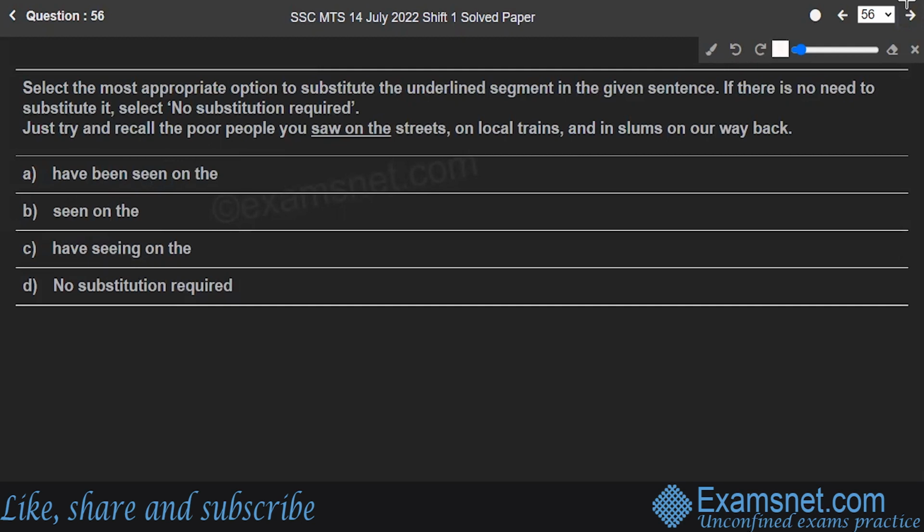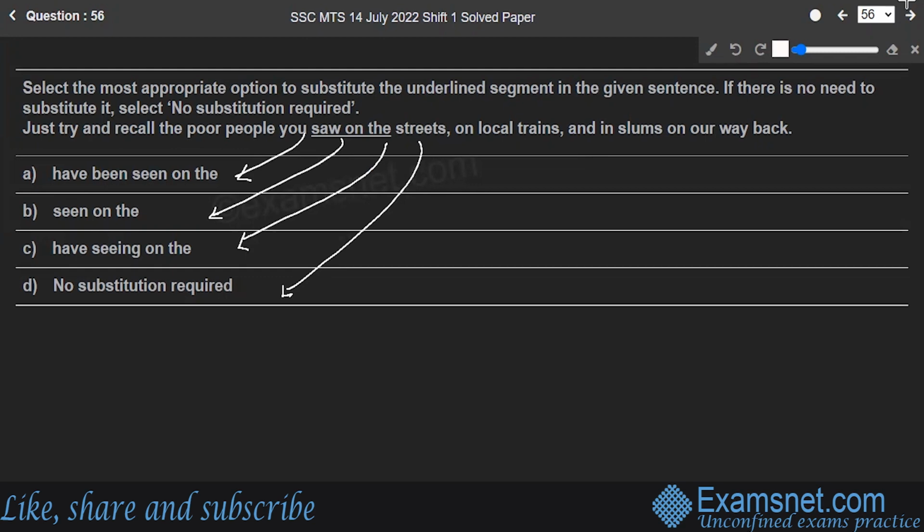Select the most appropriate option to substitute the underlined segment of the given sentence. If there is no improvement needed, you can say no substitution required. So let's read it out. Just try and recall the poor people you saw on the streets, on local trains, and in slums on our way back. So over here, the underlined part of the sentence is saw on the. It could be replaced with have seen on the, or seen on the, or have seeing on the, or no improvement is needed.